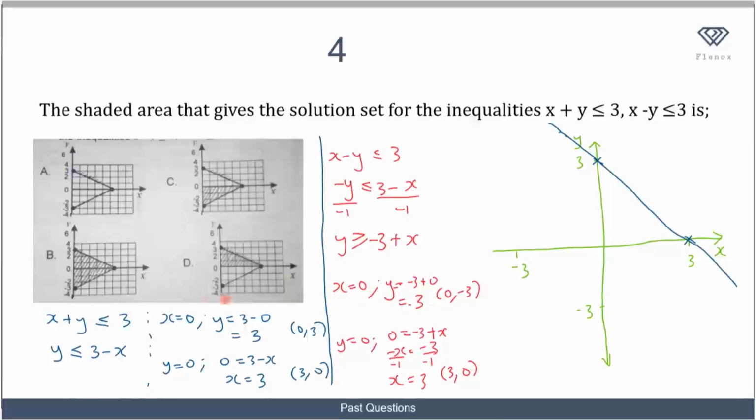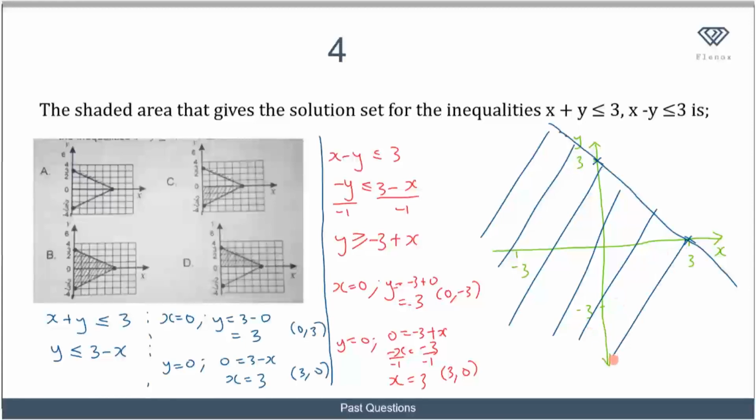And now we are told that y is less than or equals to. So the region of interest here will be the region that is below this line. So we have this region over here. Now, the second inequality, which is given as the red. For the other one, we are told that when x is 0, y is minus 3. So we have this point over here. And we know that when x is 3, y is 0. So we have this point also. So we draw a line over here.